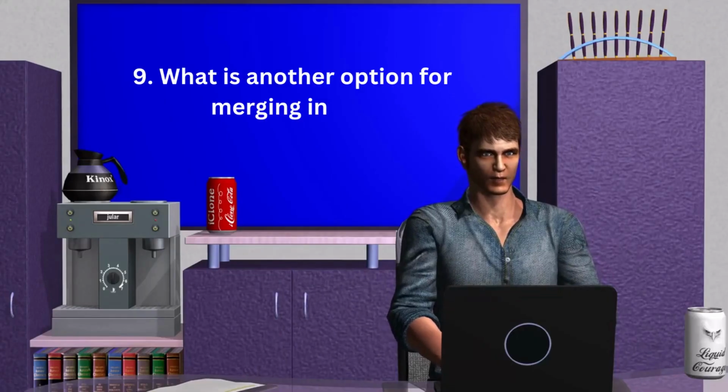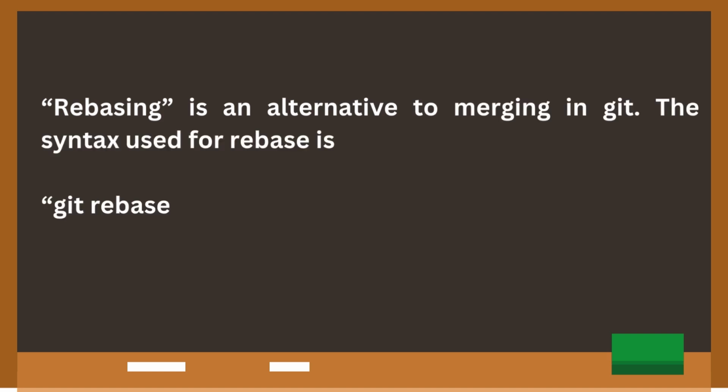9. What is another option for merging in Git? Rebasing is an alternative to merging in Git. The syntax used for rebase is git rebase new commit.